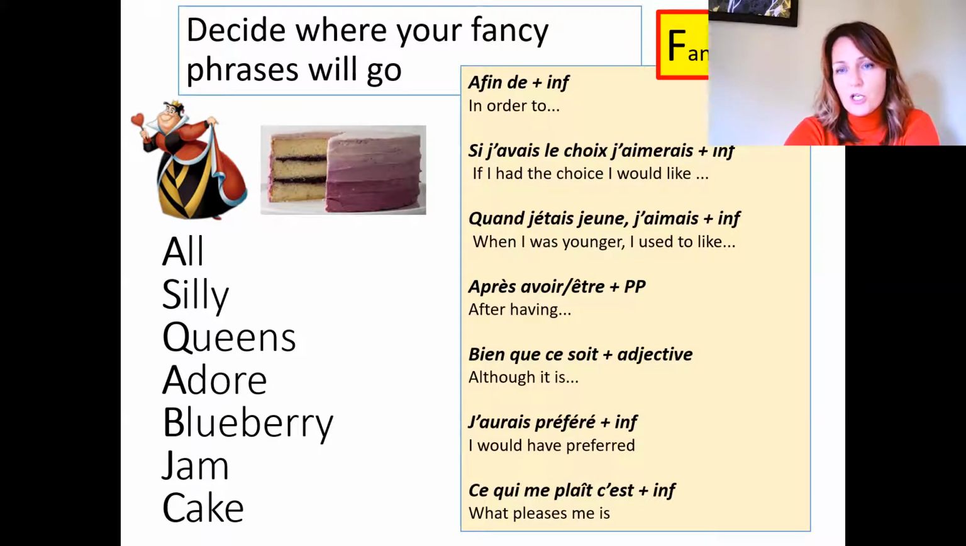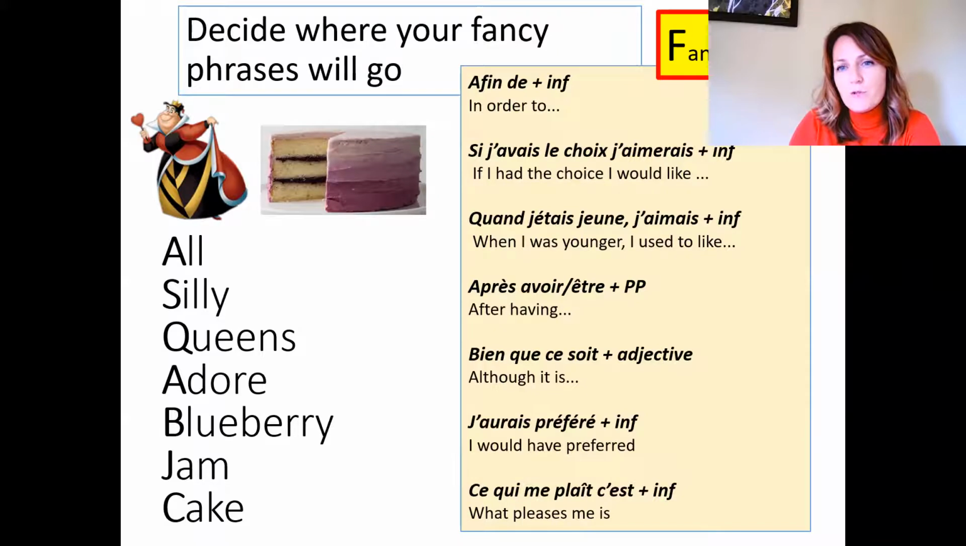Si j'avais le choix, j'aimerais plus infinitive. If I had the choice, I would like. Quand j'étais jeune, j'aimais plus infinitive. Après être plus past participle, bien que ce soit plus adjective, j'aurais préféré plus infinitive, and ce qui me plaît, c'est plus infinitive. So those are the fancy phrases, the 7 phrases that we have at our disposal to put into our 150 worder that will just boost the level a bit if you can put a few of those in.